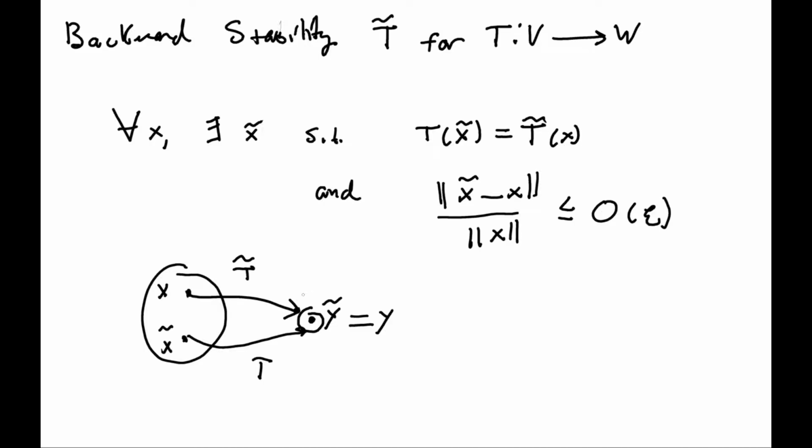So Trefethen and Bau have a very pithy statement for this. It says that an algorithm is called backward stable if it gives the exact correct answer to almost the right question. Whereas an algorithm is stable if it gives approximately the right answer to approximately the right question.